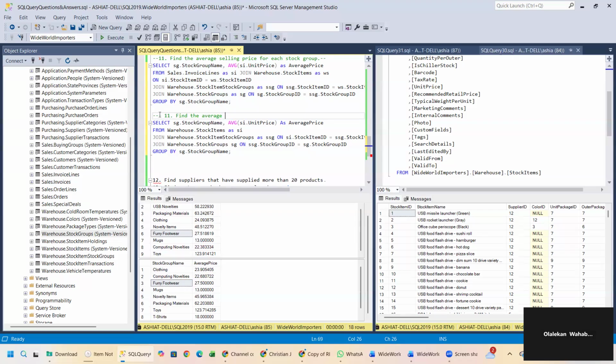Average unit cost. Don't use price. Remove price. Unit cost, just for each stock group.